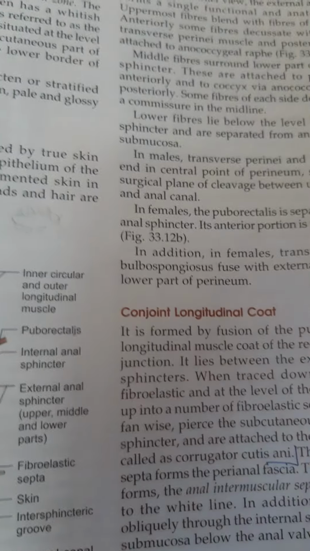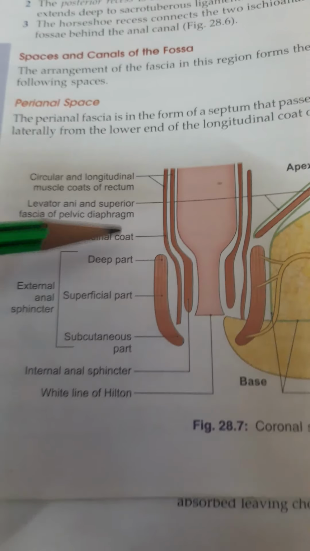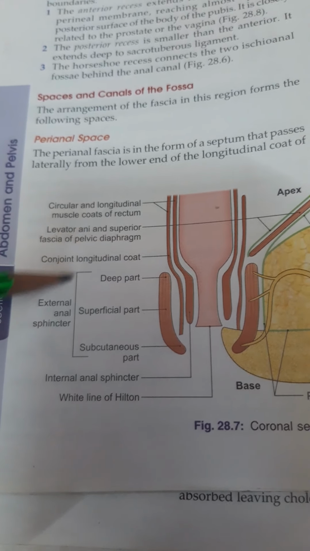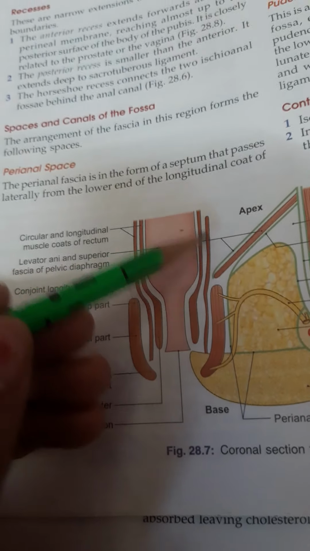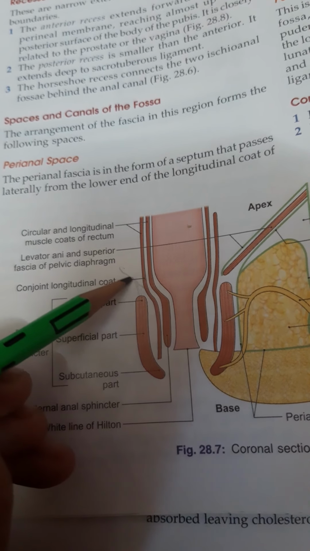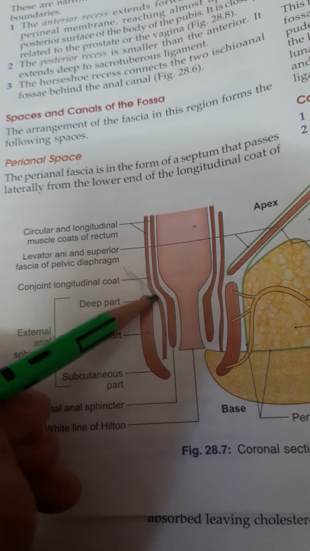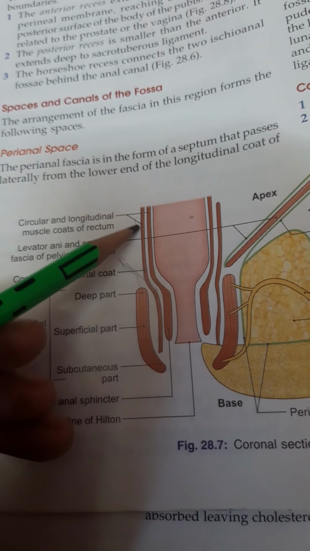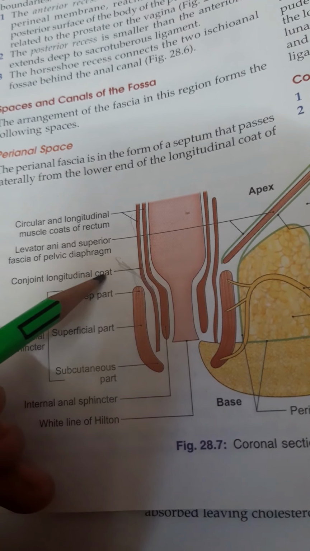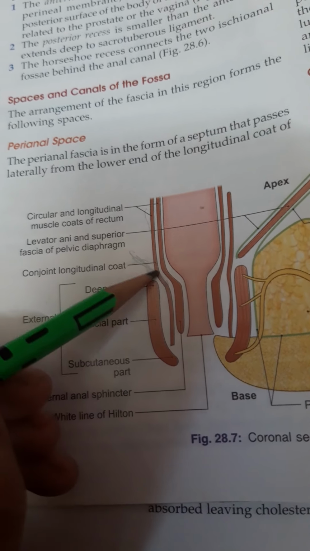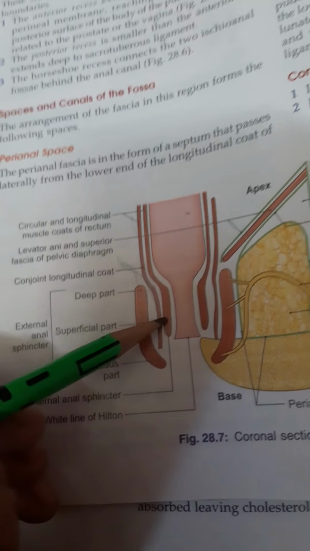I'll show you the diagram again. This is the conjoint longitudinal coat. The puborectalis comes from here. It blends with this longitudinal coat of the rectum, and together they form the conjoint longitudinal coat.